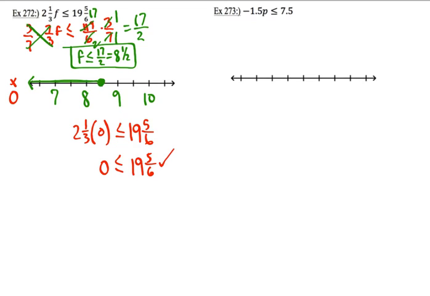Okay, example 273. Here we need to divide both sides by negative 1.5. And anytime you divide by a negative, you should immediately switch the sign direction. 7.5 divided by negative 1.5 should be negative 5. So p is greater than or equal to negative 5.